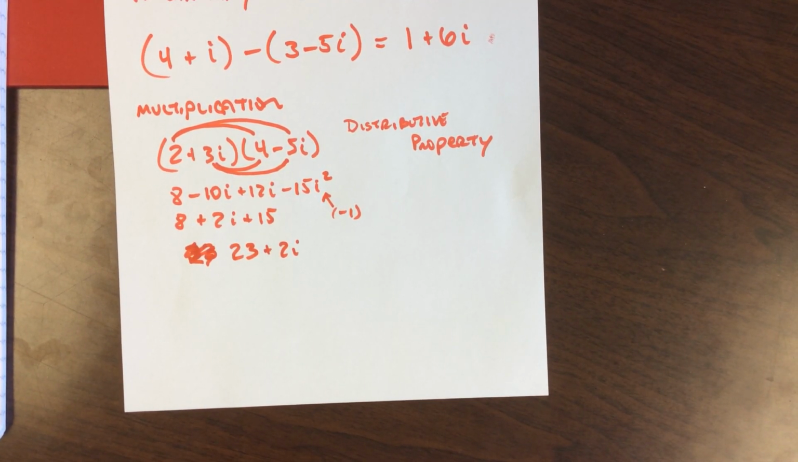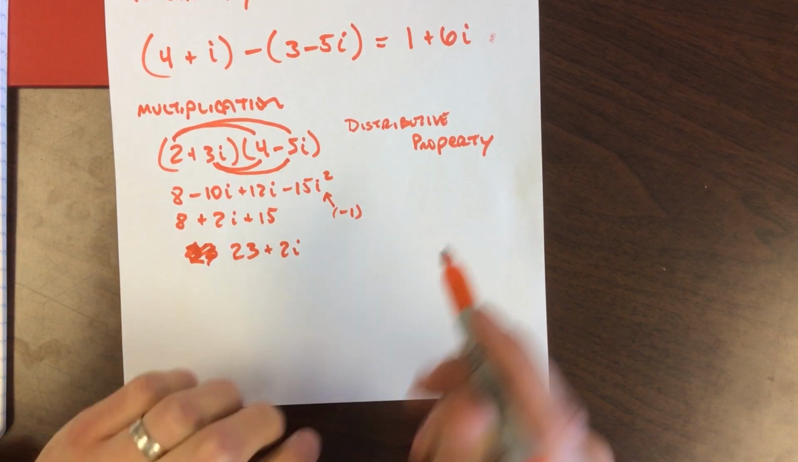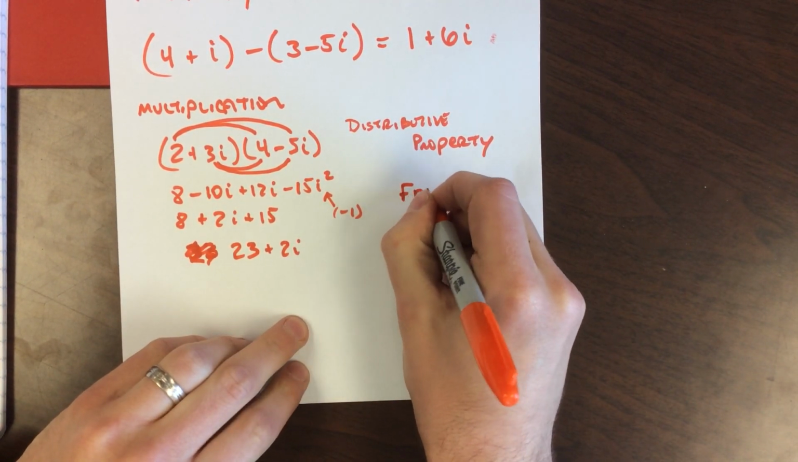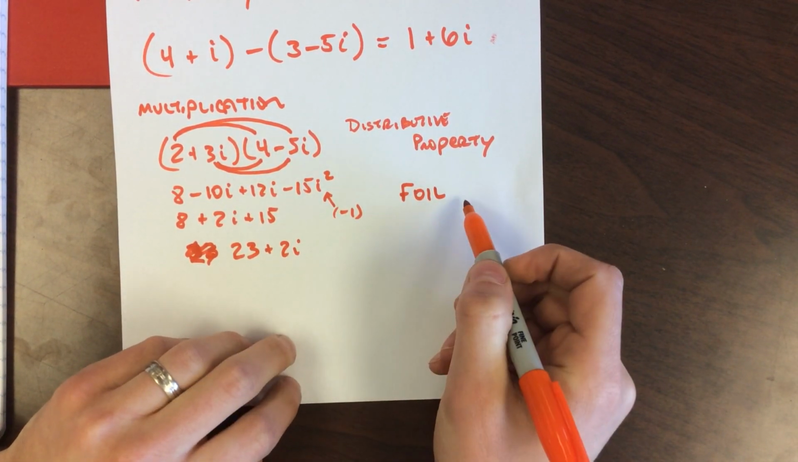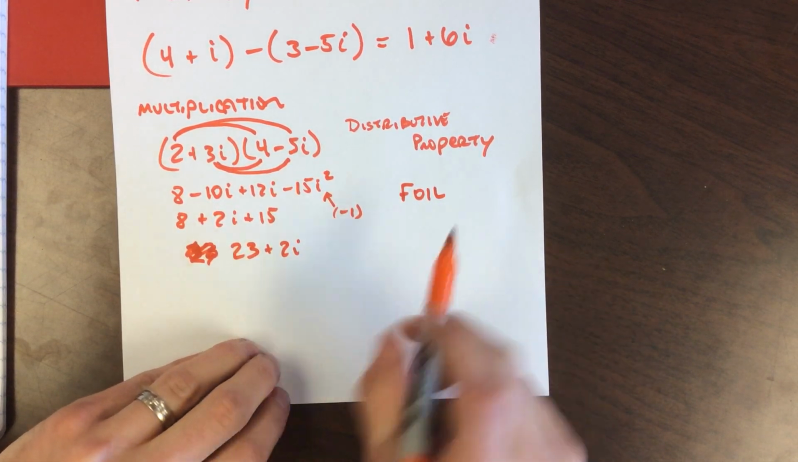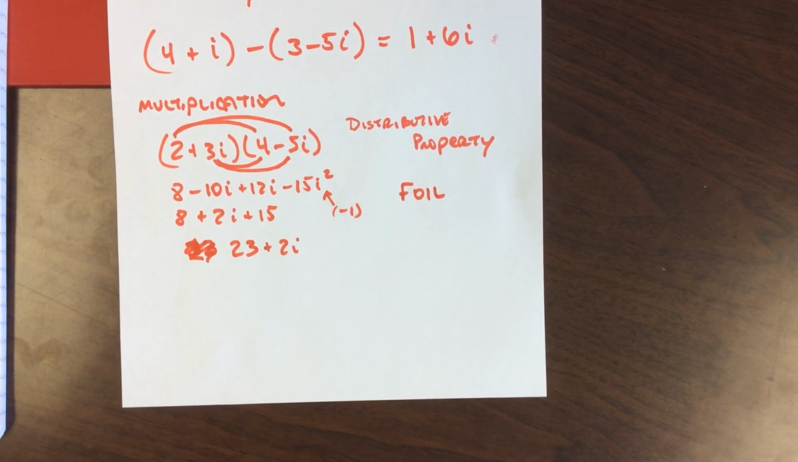Distributive property. Don't miss the distributive property. Sometimes we might call this FOIL: first, outside, inside, last. Just distribute. So with multiplication, we need to be careful. We need to distribute.